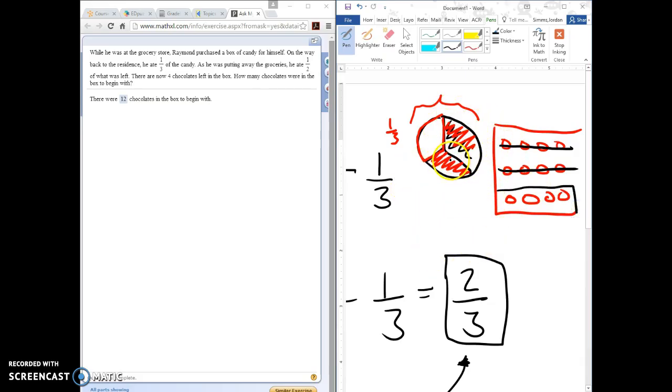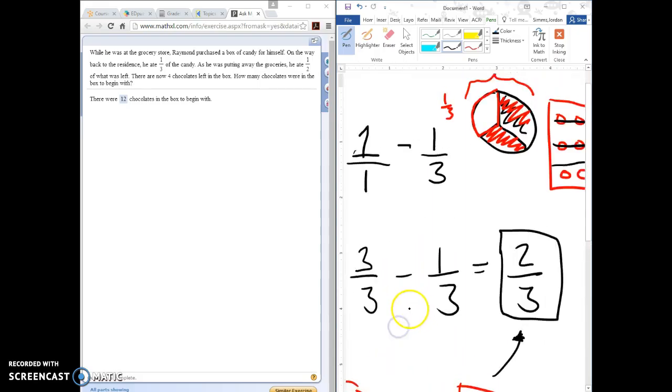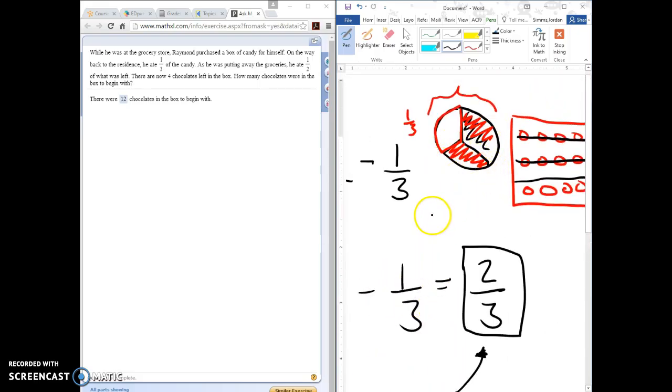Okay, so visualizing fractions is a great strategy as well. But basically the big thing here I found is just the language. Okay, so he ate 1/3 of the candy. We're taking 1/3 away. Then he ate half of what was left. That means we're multiplying. Okay, but again, if you drew a picture, you could just take away another third. So fraction geekery, but I hope that helps. If you have any other questions, just let me know.